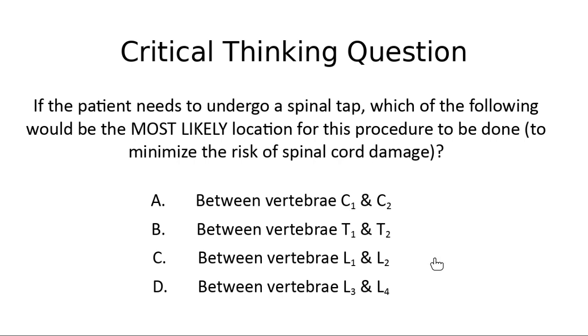So answer choice A is saying we would do a spinal tap at the level of C1 and C2, so at the very top of the spinal cord. Second answer is T1 and T2, so in the thoracic region. Third answer, C, is L1 and L2. And D is L3 and L4. So C1, C2, that's A. T1, T2, that's B. L1, L2, that's C. And L3, L4, that's D.